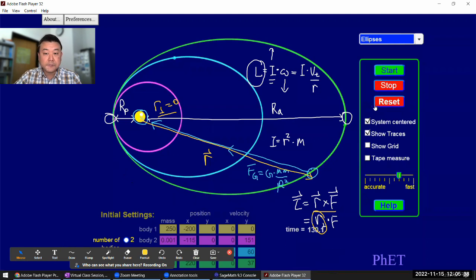So the relationship that you have from Kepler's second law, you can connect it directly to angular momentum conservation, and this is the illustration of that.